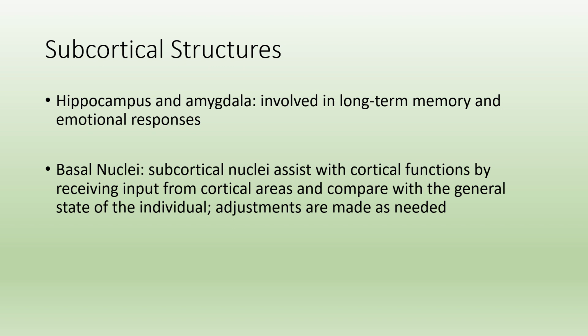As you move deeper from the surface, so out of that cortical area, you're still in the cerebrum. Moving to the subcortical structures, you have the hippocampus and the amygdala, which are both involved with emotions and long-term memory. Long-term memory and short-term memory tend to be in different places. Your basal nuclei are going to help with receiving certain information and overall knowing the general state of the person and making those fine-tuned adjustments that you need to make.